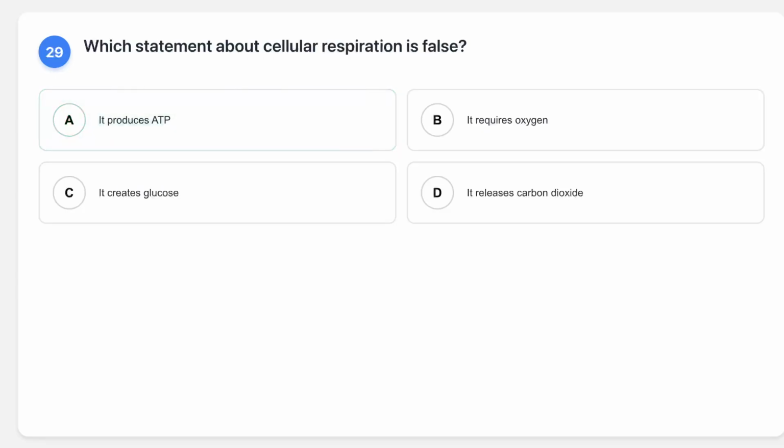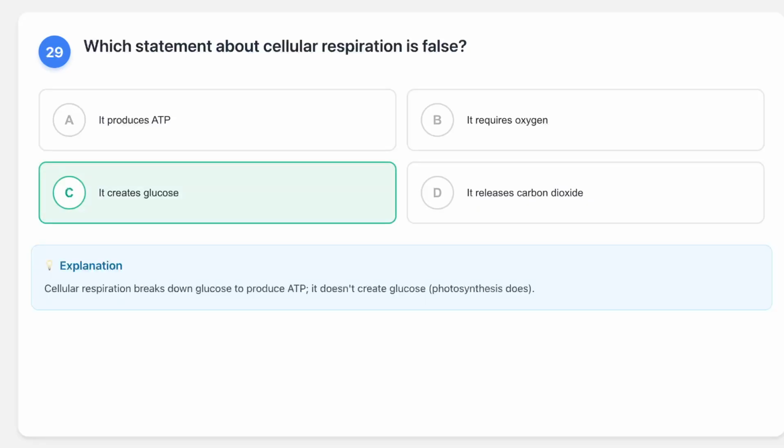Question. Which statement about cellular respiration is false? Option A. It produces ATP. Option B. It requires oxygen. Option C. It creates glucose. Option D. It releases carbon dioxide. Explanation. Cellular respiration breaks down glucose to produce ATP, it doesn't create glucose, photosynthesis does.